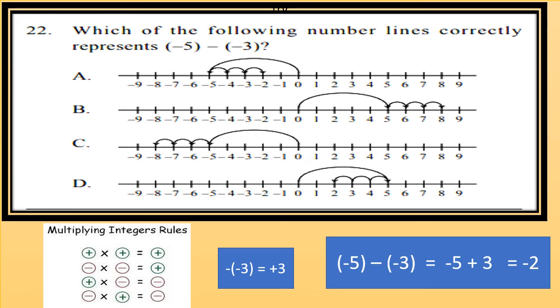Now minus of -3 means minus into minus. So minus into minus is plus. So minus of -3 will be +3. Now -5 minus -3 will be -5 plus 3. So you have to add 3 in -5. And we know that when we add on a number line, we go to the right side. So jump 3 steps from -5 to get the answer.